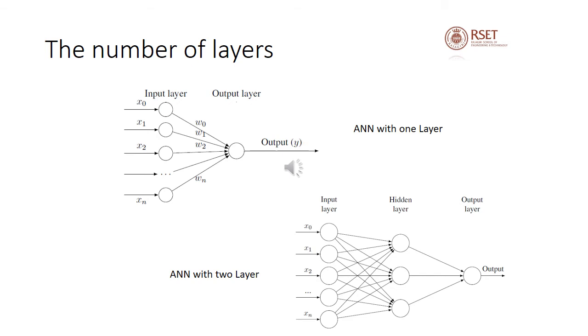Next is how it will affect the number of layers. Here you can see only one layer. That is, here we have only an input layer and an output layer. But in this one, you can see different layers, that is input layer, hidden layer and output layer. And more than one hidden layer also.